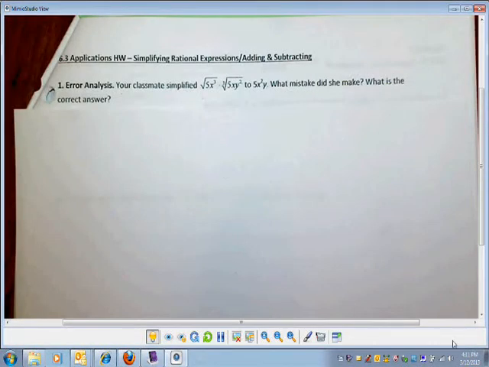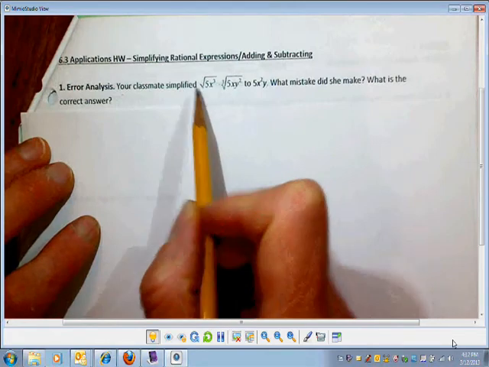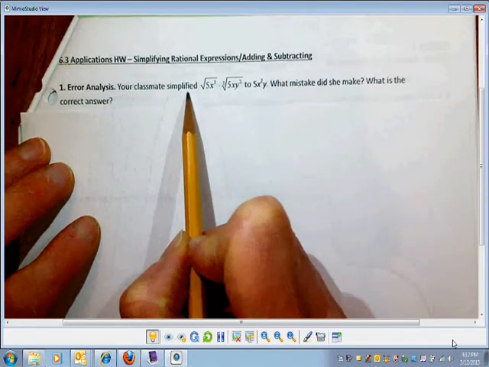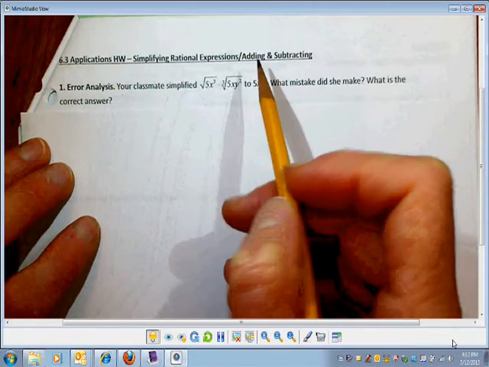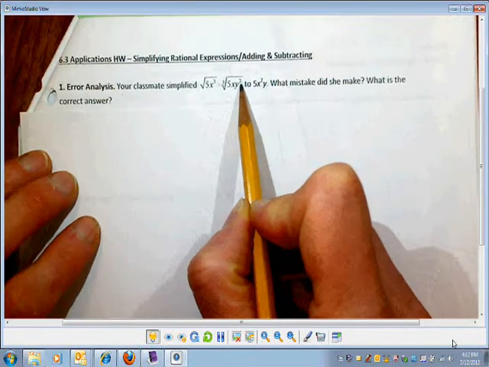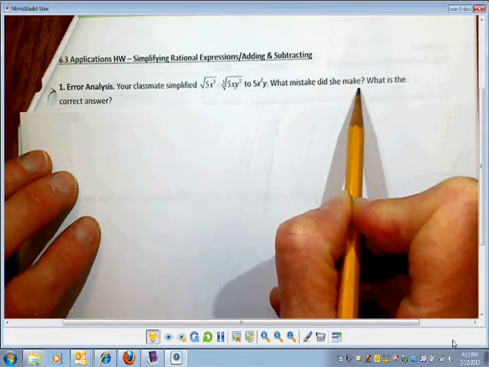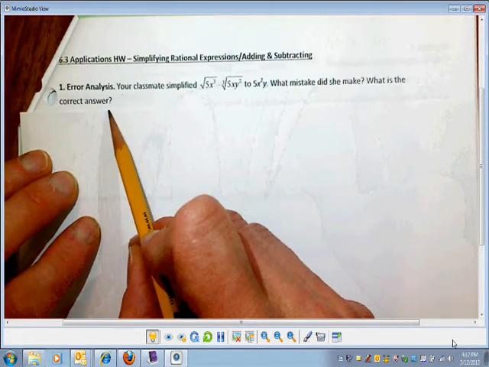This particular problem asks us to do error analysis, and error analysis is particularly tricky because we have to try to figure out how the other person was thinking. So if we look at our problem, my classmate simplified the square root of 5x cubed times the cube root of 5xy squared to be 5x squared y. What mistake did she make, and what is the correct answer?